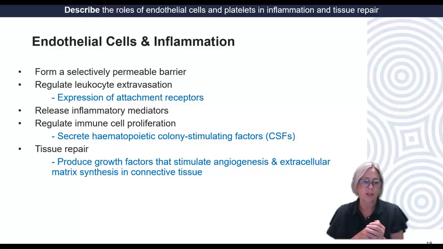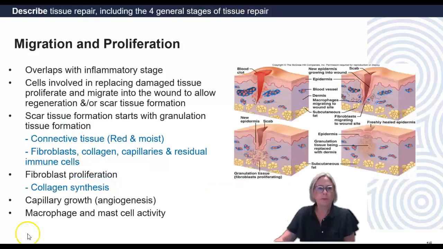You often see this abbreviation CSFs relating to these sort of factors that are present in inflamed tissues that regulate immune cell proliferation. Endothelial cells too are involved in tissue repair, so they produce growth factors that stimulate angiogenesis, so new vessel growth, and also extracellular matrix synthesis in connective tissue, mostly collagen fibers. And endothelial cells themselves are able to migrate and proliferate to form barriers in previously damaged blood vessel walls.